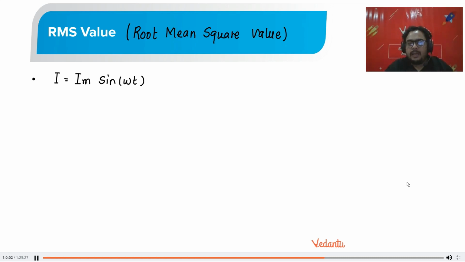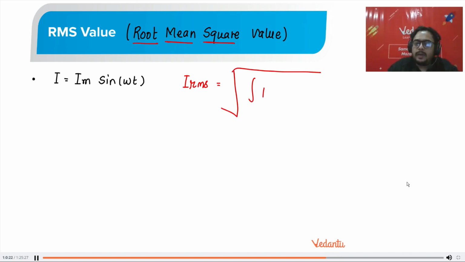This is called the RMS value, which is also called root mean square value. So if your current is given to you, I is Im sine omega t, you have to calculate its root mean square value. It means you have to take the square of current, take the mean, which means the average of it, and then put a root on it. So the formula for IRMS is the under root of integration of I square dt by integration of dt. This is called IRMS.